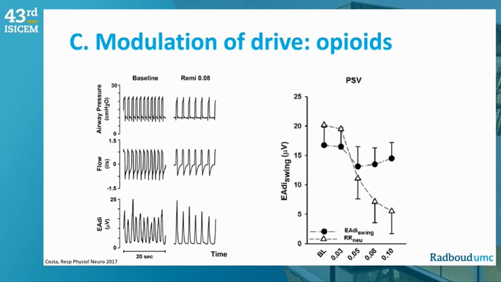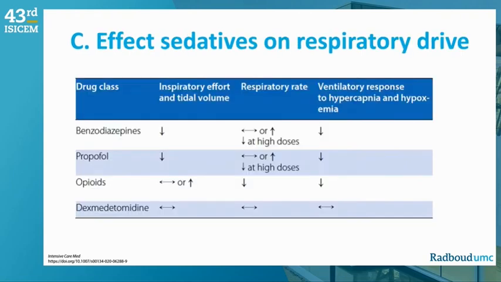So this is from the same group at different levels of remifentanil. As you can see right here, under control conditions, with remifentanil, the respiratory drive, the amplitude does not change. The only thing that changes is the respiratory rate. So nicely shown here, the higher the level of remifentanil, the electrical activity of the diaphragm more or less remains the same. So if you want to modulate drive, you should not use opioids.